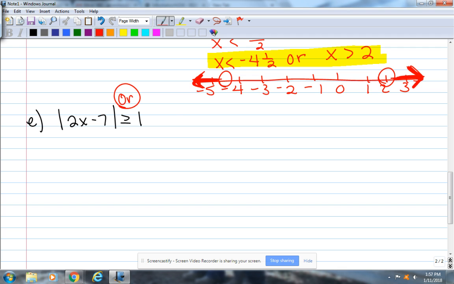So we take what's inside the bar, and we make it the first one less than. And since this was greater than or equal to, I need to keep that or equal to. So less than or equal to the negative number on the outside. Or the second one, we keep it exactly the same as it originally says without the bars. So you're going to have less than or equal to the negative or greater than or equal to the positive.